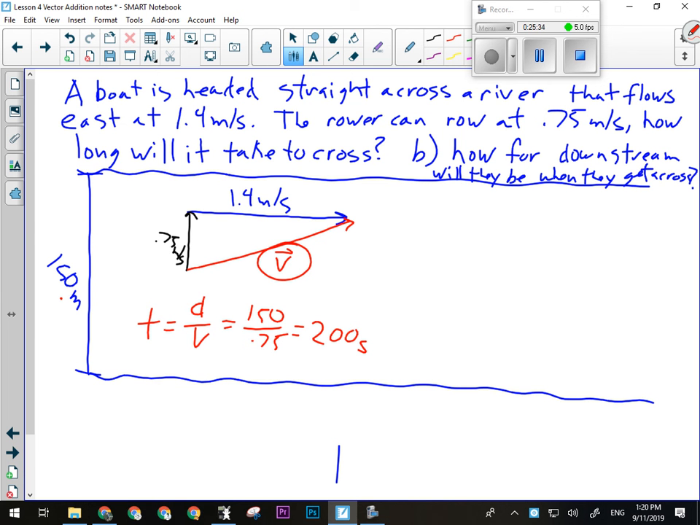Now, the whole time I'm in the river rowing across, I'm also moving at 1.4 meters per second east. I'm going downstream. The entire 200 seconds I'm going downstream. Can I calculate now with this number and this number how far downstream I go? Yeah. Now it's going to be d equals v times t. The time is the same for all three sides of that triangle because they're all talking about the same trip, which takes 200 seconds. And so I take my 1.4 and multiply by 200. That should give me 280 meters.